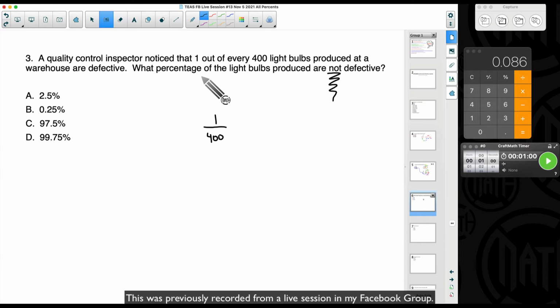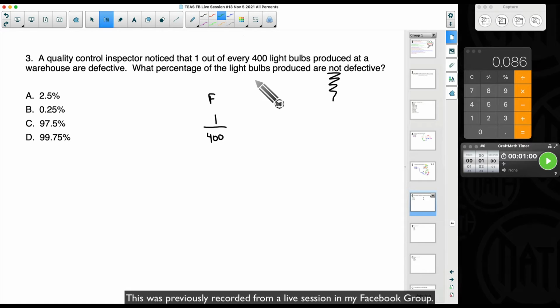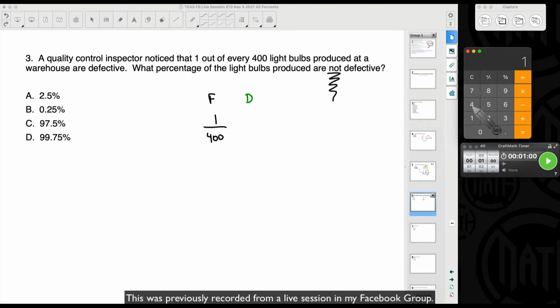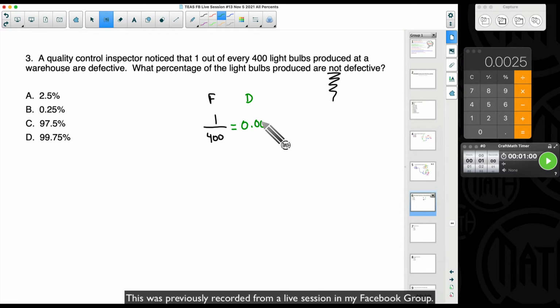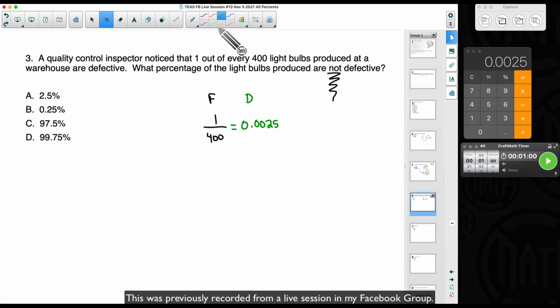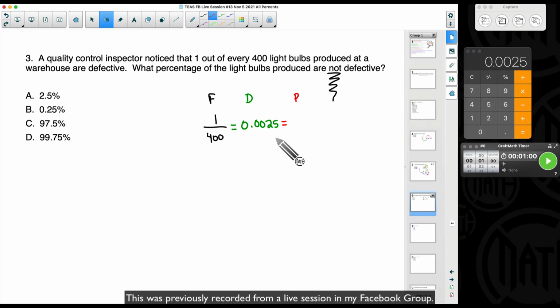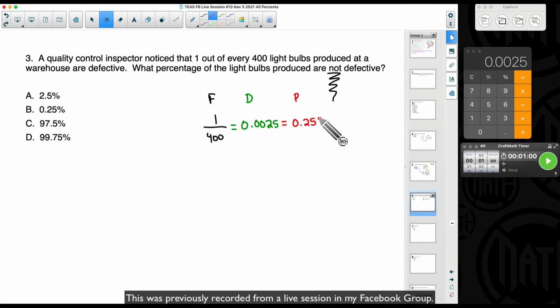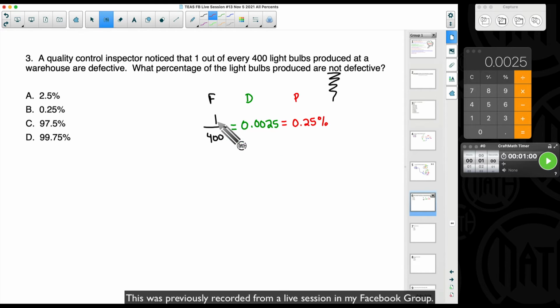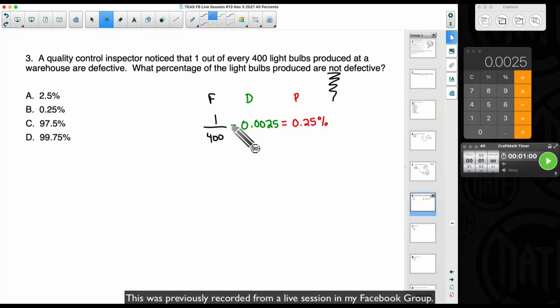So this is our fraction. Let's convert our fraction to a decimal, and we can always divide. So let's take 1 divided by 400. Here's our decimal. We get 0.0025. Let's convert our decimal to a percent. We can either multiply by 100 or move the decimal 2 places to the right. This gives us 0.25%. All 3 of these things mean the same thing. This fraction is the same as this decimal, and it's the same as this percent.